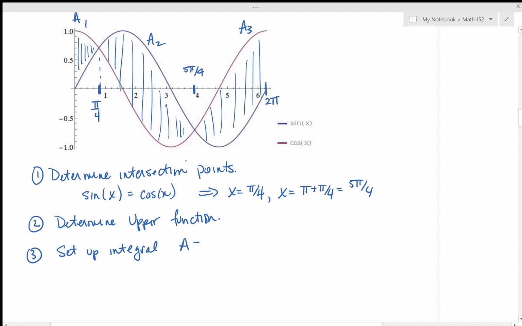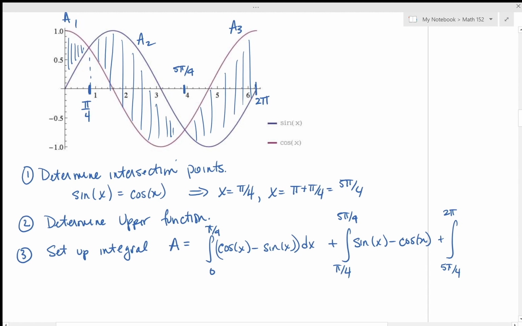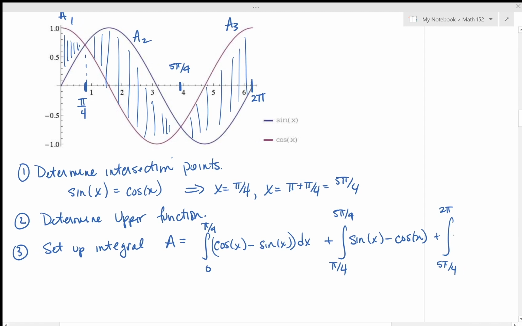So the total area is going to be the integral from 0 to pi by 4. In the interval between 0 and pi by 4, the cosine function is bigger. So this will be cosine x minus sine x dx. And then in the interval between pi by 4 and 5 pi by 4, the sine function is bigger. So this part will be sine x minus cosine x. And then in the interval from 5 pi by 4 to 2 pi, again the cosine function is larger. So this is going to be cosine x minus sine x dx.